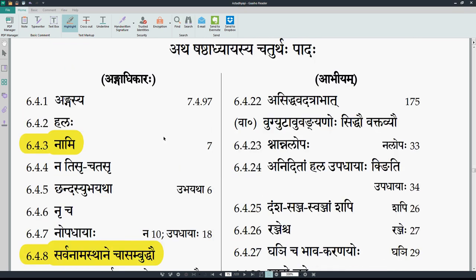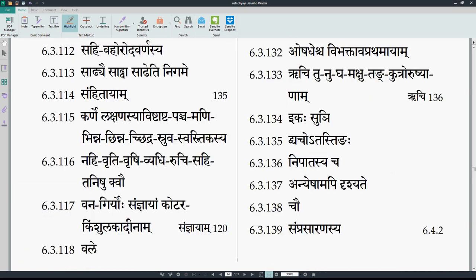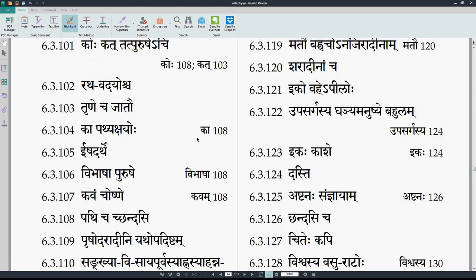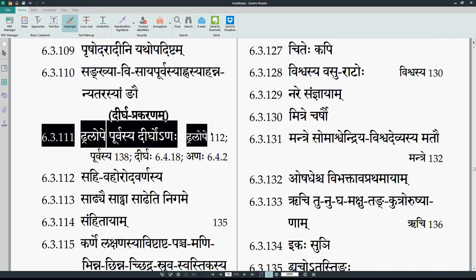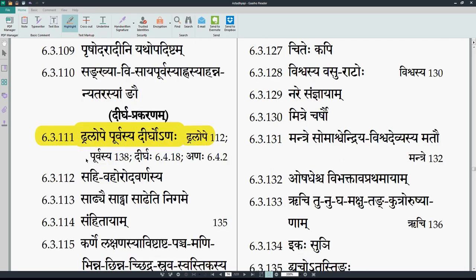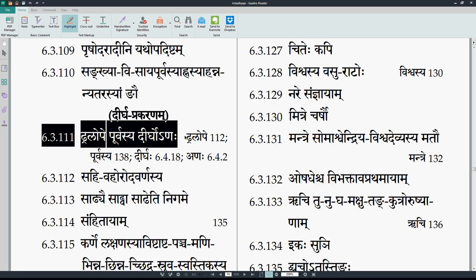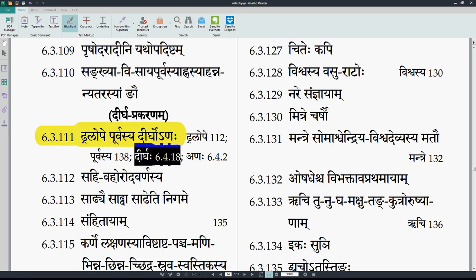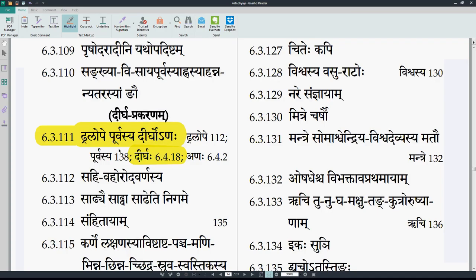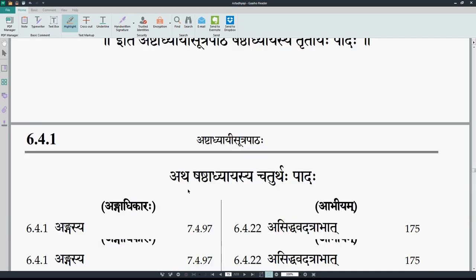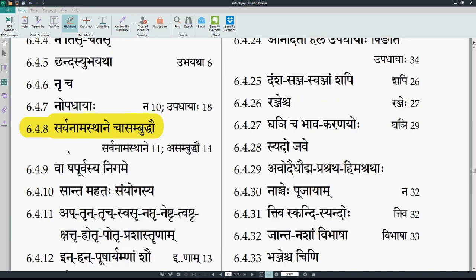Angasya. And if you look up, I don't want to scroll, let's scroll up. 6.3.111, dirghas dis dhalope purvasya dirghonaha. I think yes, so this sutra here, dhalope purvasya dirghonaha, we have seen this sutra. This dirgha, purvasya dhalope, is all irrelevant here. Dirgha 6.4.18, all this remains in 6.3, but anaha dirgha goes till 6.4.2, we are beyond 6.4.2, we are at 648. So 648 has anuvritti of dirgha. So this dirgha comes from dhalope purvasya dirghonaha and this dirgha is the adesha here.